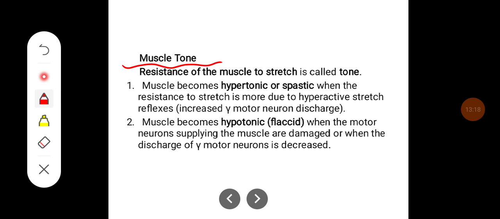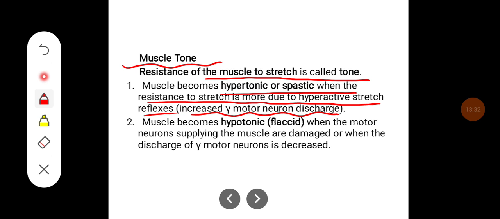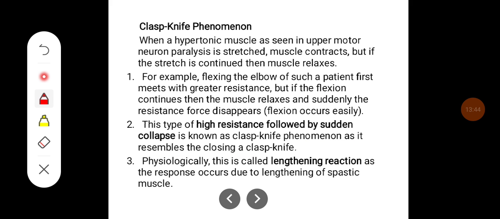Muscle tone. Resistance of the muscle to stretch is called tone. The muscle becomes hypertonic or spastic when the resistance to stretch is more due to the hyperactive stretch reflexes, that is because of increased gamma motor neuron discharge. The muscle becomes hypotonic, that is flaccid, when the motor neurons supplying the muscle are damaged or when the discharge of gamma motor neurons is reduced or decreased.